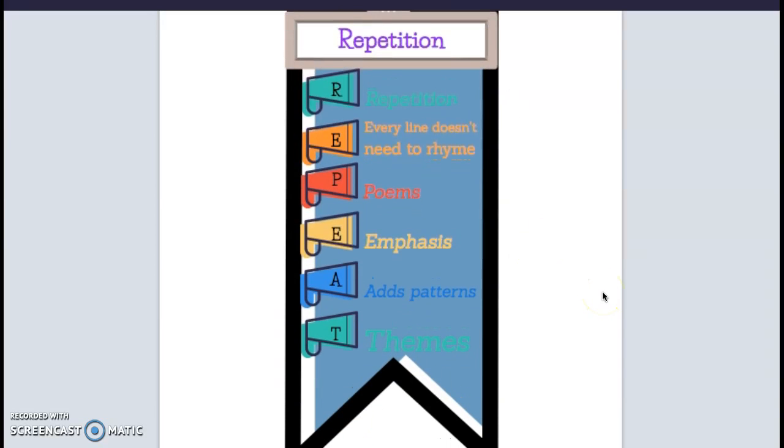So, repetition. R, repetition. E, every line doesn't need to rhyme. P, poems. E, emphasis. A, adds patterns. T, themes. I believe that each student would be able to create something similar to this, not necessarily using the same words, but an infographic just giving information on what repetition is. Piktochart is really easy to use, and I think that it would be perfect for a 7th grade classroom.